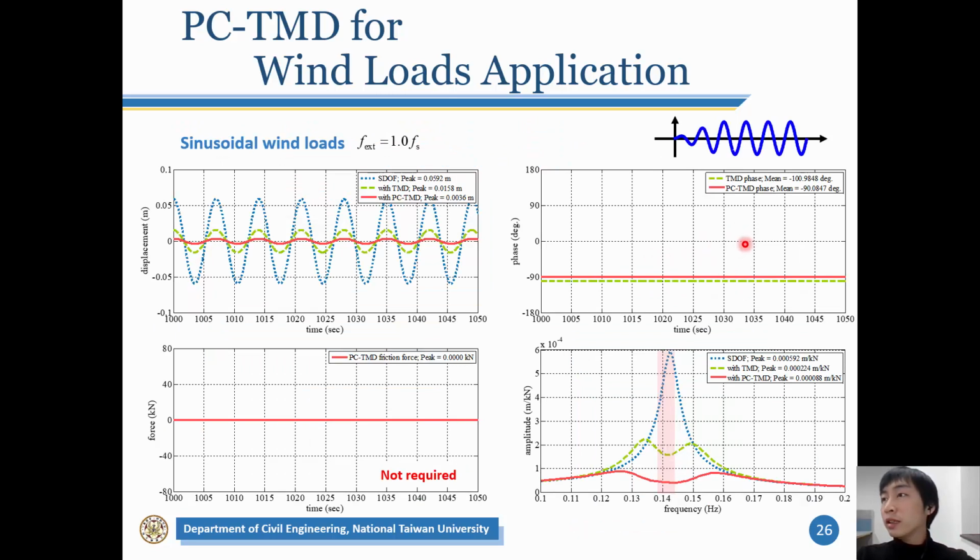We first simulate sinusoidal loads as input to get the frequency response function. If the external force just matches the structural frequency, the traditional tuned mass damper and the phase control tuned mass damper both have very good performance to reduce the structural vibration. And the phase, both are very close to the 90 degrees lag of structure.